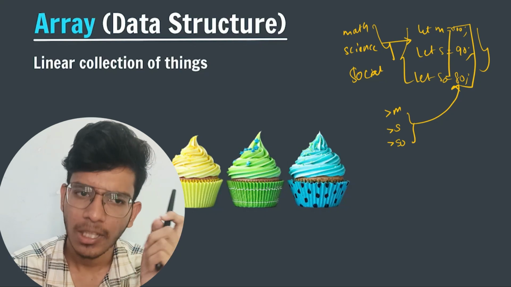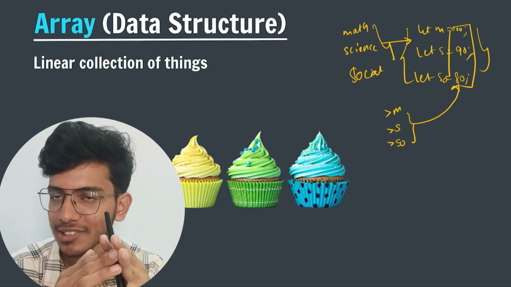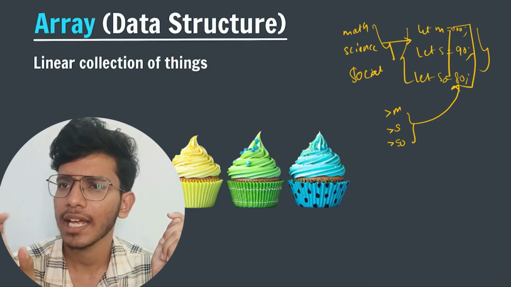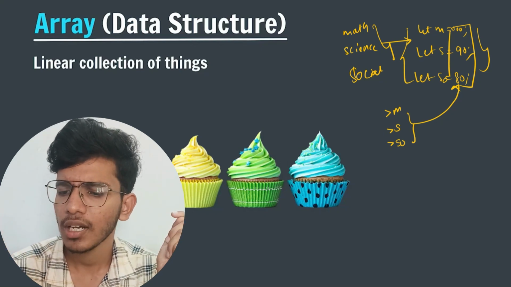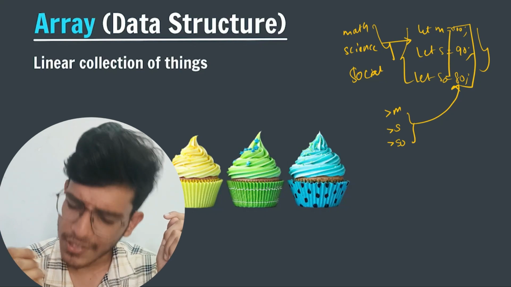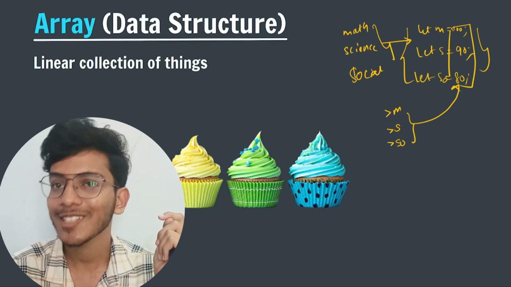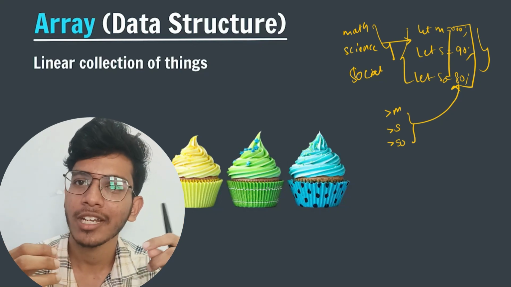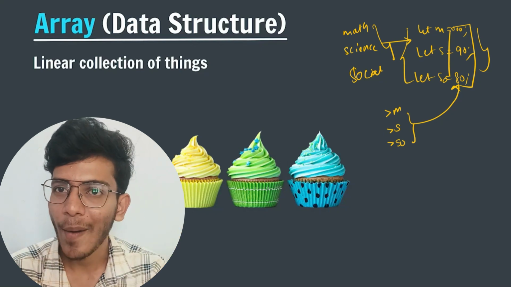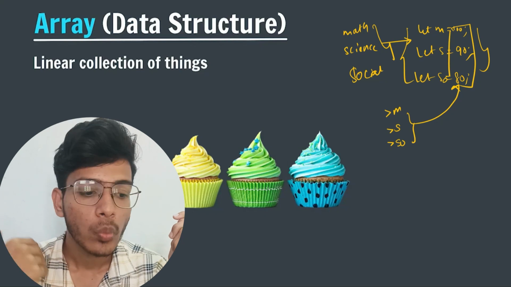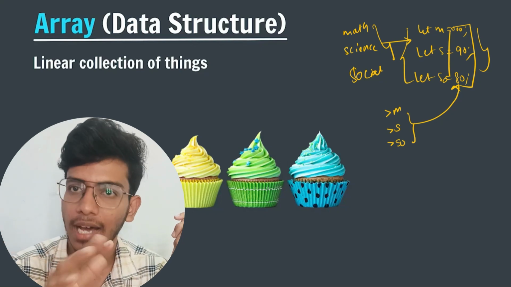Now my question is, let's say there are 100 subjects. Let us imagine a scenario: there are 100 subjects out there, but is it logical? Is it viable to create 100 variables and to manage all of them? It is practically impossible to create 100 variables and to operate all of them. So for that particular reason, we have arrays.